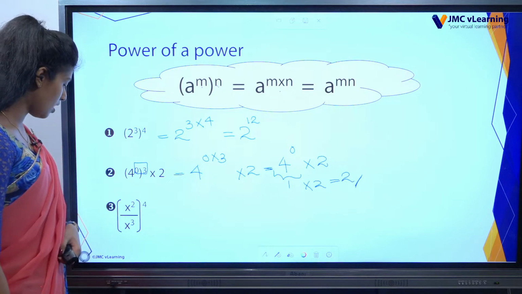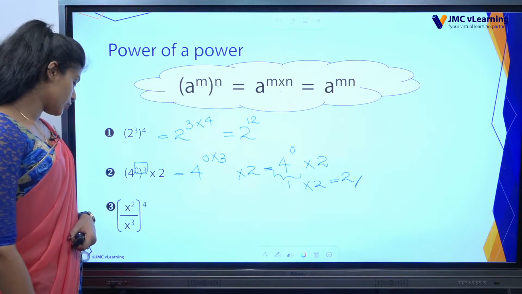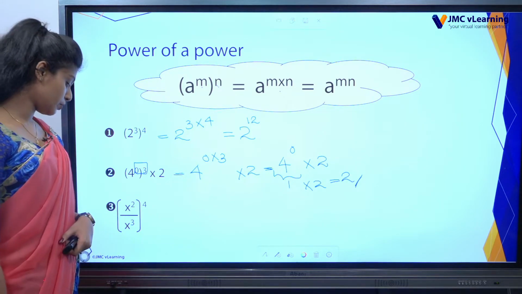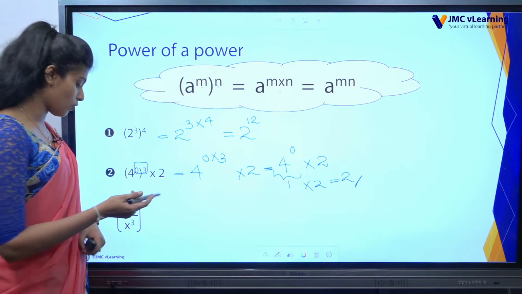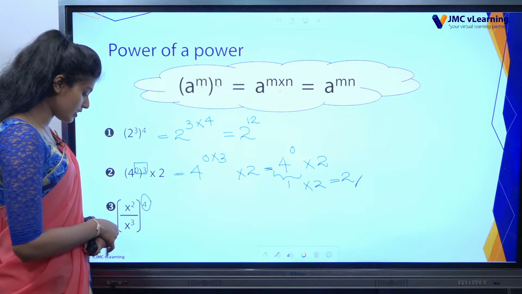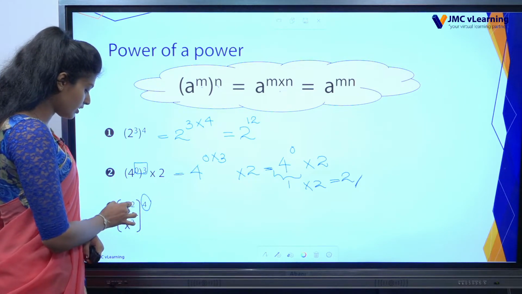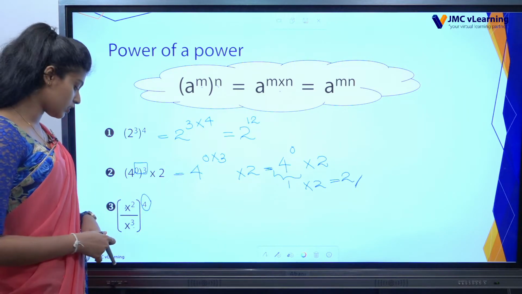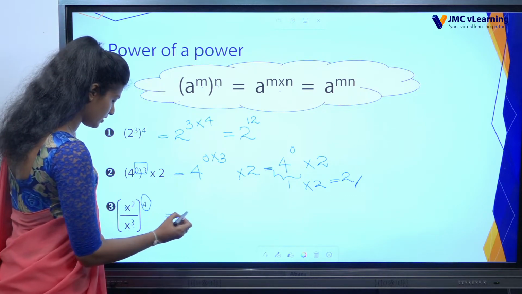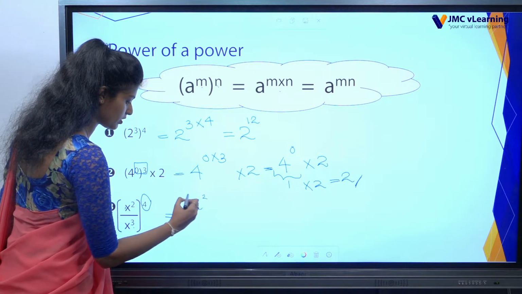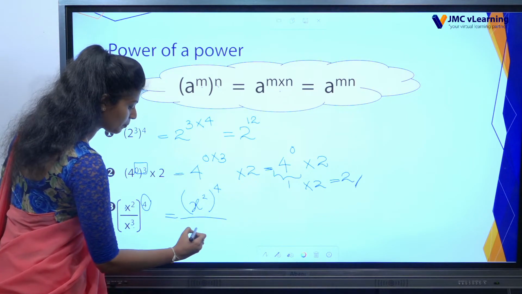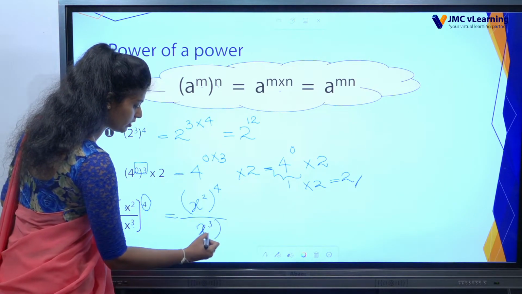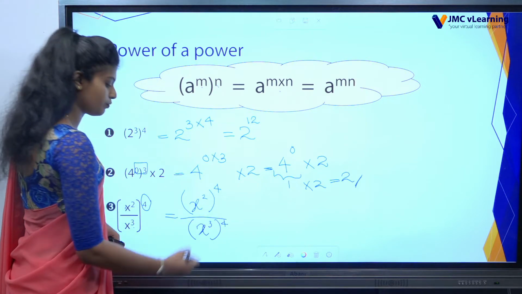Then next example: (x^2 / x^3)^4. This power 4 applies to both parts, so we can write this as (x^2)^4 over (x^3)^4. This 4 is common to both.